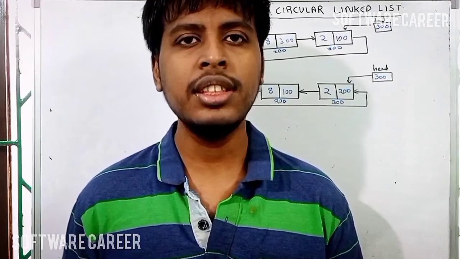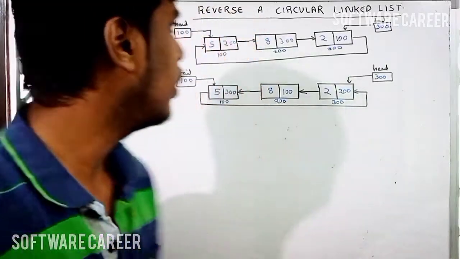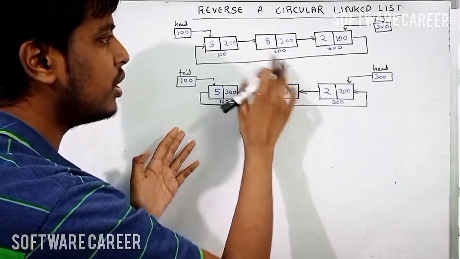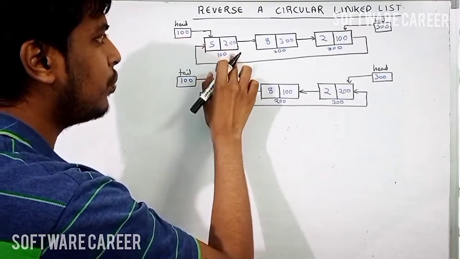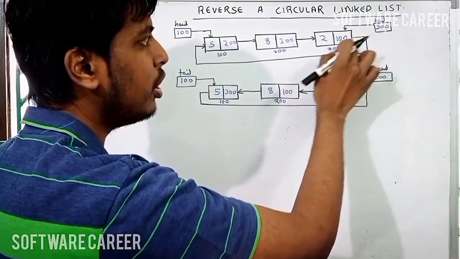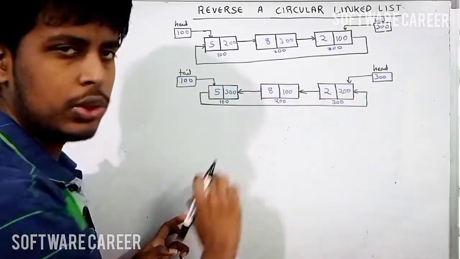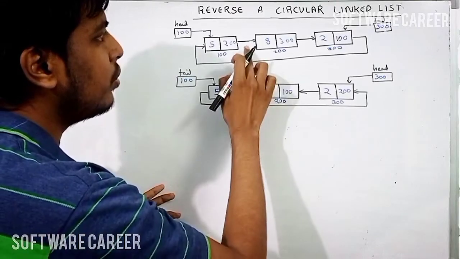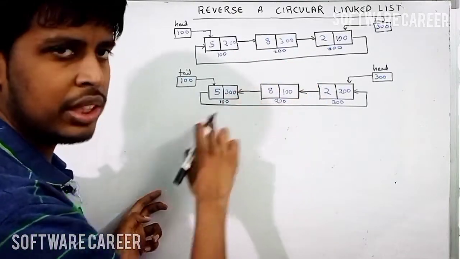Hello everyone. In this video I am going to teach you how to reverse a circular linked list. This is the given circular linked list, and you should reverse it like this. Before reversing, the head pointer was pointing to the first node and the tail pointer was pointing to the last node. But after reversing, the head pointer is pointing to the last node and the tail pointer is pointing to the first node. And before reversing the arrows are in the forward direction, after reversing the arrows are in the backward direction.